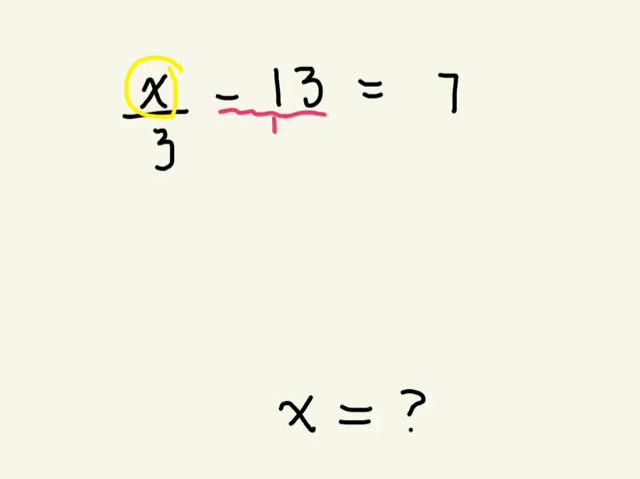The opposite of subtracting 13 is adding 13. That's how we get rid of it. Whatever you do to one side, you have to do to the other side. So we're going to add 13 to the right side.